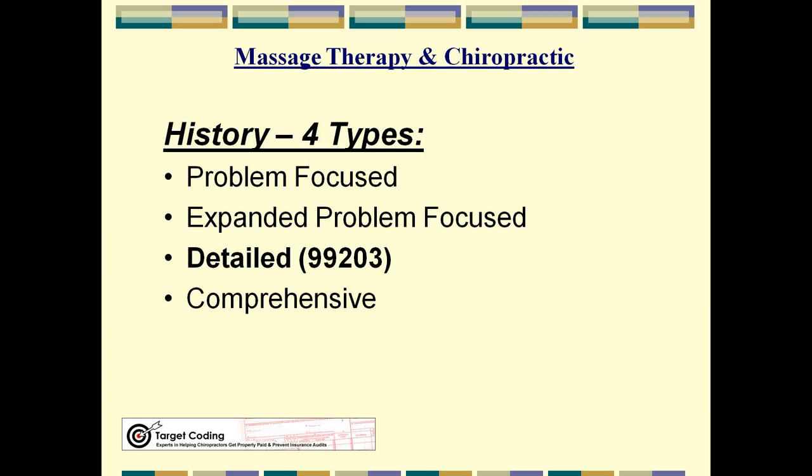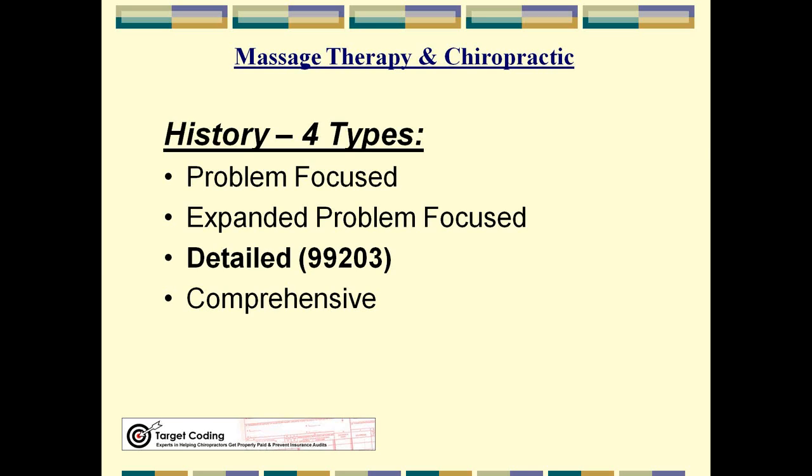There are 4 types. Problem-focused history, that would equate to CPT code 99201. An expanded problem-focused history, well, that's 99202. A detailed history is 99203. And a comprehensive history is 99204 and 99205.